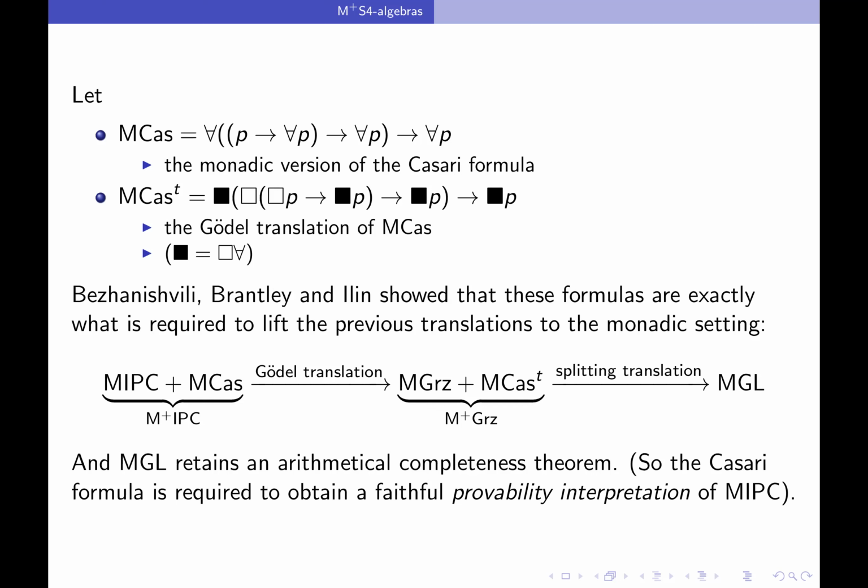So basically that entire translation lifts. It doesn't lift to MIPC, to monadic Grzegorczyk, to monadic Gödel-Löb, but it does lift if you assert these Casari formulas in those two logics, then you have this translation. And so this Casari formula is sort of crucial to get a provability interpretation of the monadic fragment of intuitionistic predicate logic. So that's why this formula is interesting.